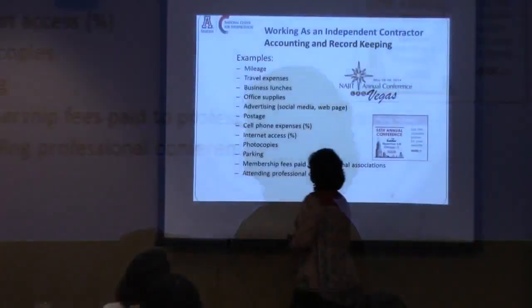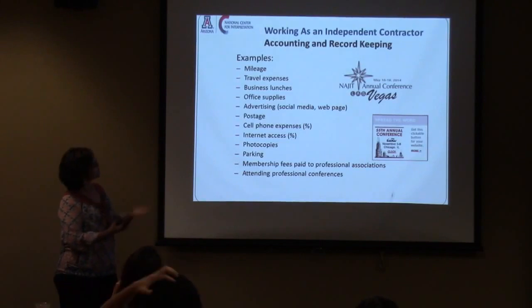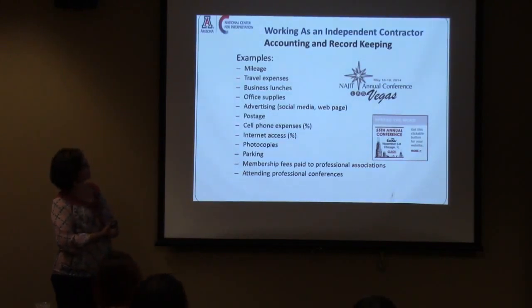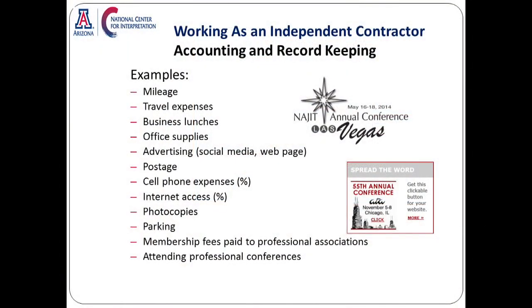The same thing goes with internet access. But other things are 100%: advertising, office supplies, business lunches, membership fees, all the associations that John mentioned, ATA, NAJIT, etc. You can become a member of them, and those dues are deductible. If you go to their annual conferences, same thing. Parking, of course, you're parking for today.